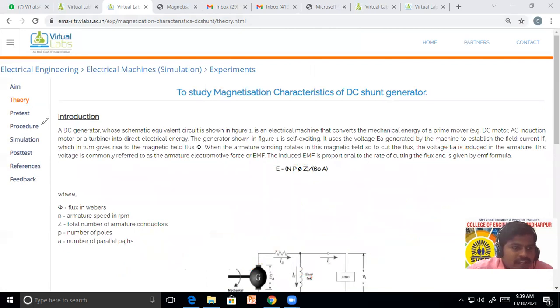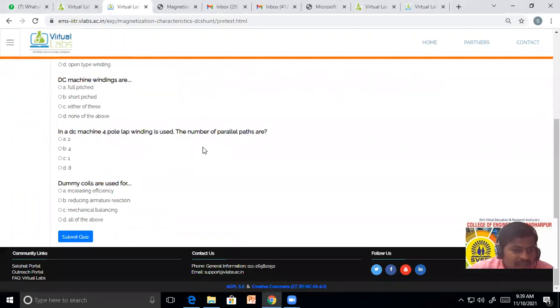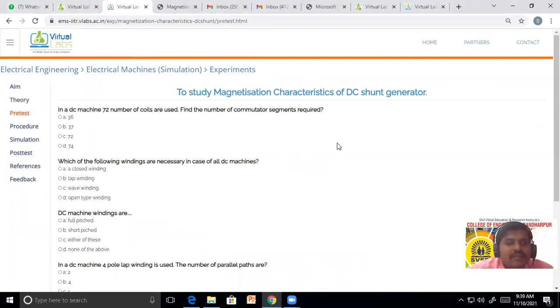Now we will see in the VLab, one of the pre-tests is also provided. So all of you solve this pre-test. There are some MCQ questions given, and these are simple questions. For example: in a DC machine, 72 coils are used. Find the number of commutator segments required. I will just click on any one. See, a DC machine with 72 coils is used. Find the number of commutator segments.